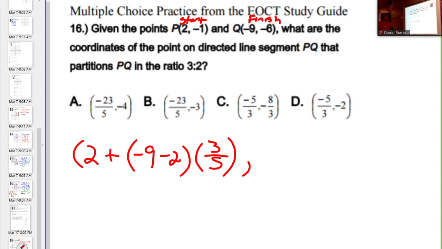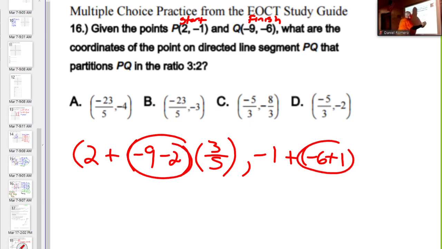What's the y of the start line? -1. Plus, because I need to start racing. Jump to the second point. That y minus the first y, which is -6 plus 1. Change the sign of that 1 because it's minus. The only one that matters is in here. This has to be x2 minus x1. This has to be y2 minus y1.